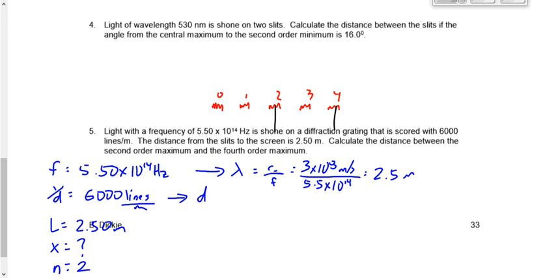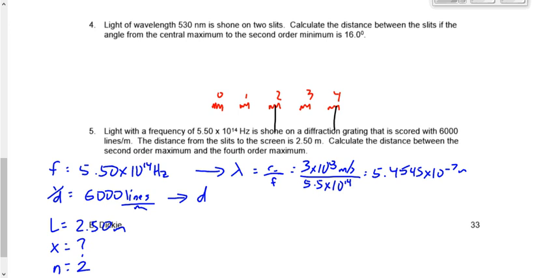Is that what you guys got? 2.5 meters? Thank you. That is wrong. It didn't look right. And sure enough, it isn't. It's 5.4545 times 10 to the negative 7 meters.